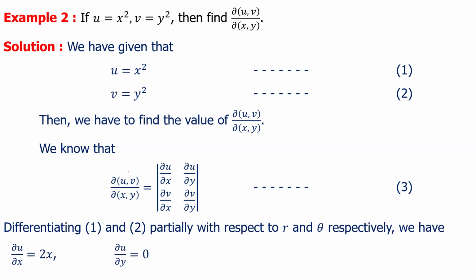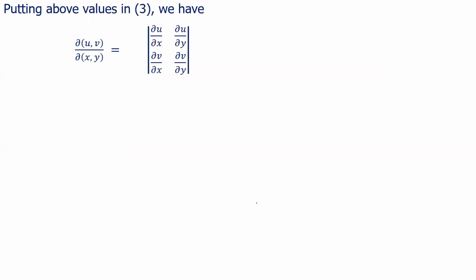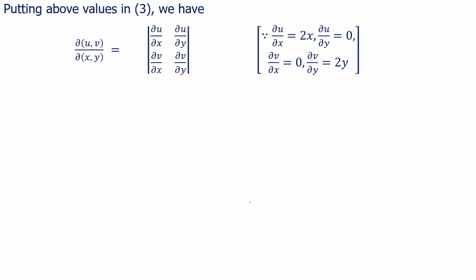First thing, what is the partial derivative of u with respect to x? The derivative of x square is 2x. Now since u is free from y, the partial derivative of u with respect to y is 0. Now if we come to the second point, del v del x, again v is free from x, so its partial derivative with respect to x will be 0, and the partial derivative of v with respect to y is 2y. Now we substitute all these four values in equation number 3, then we are able to calculate the Jacobian of uv with respect to xy.